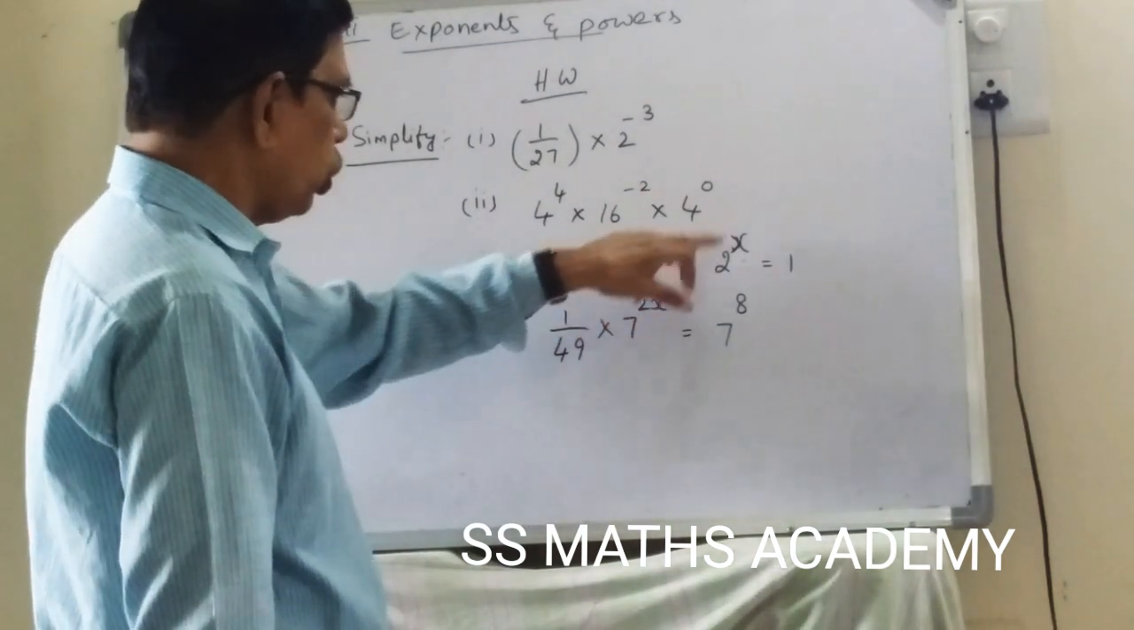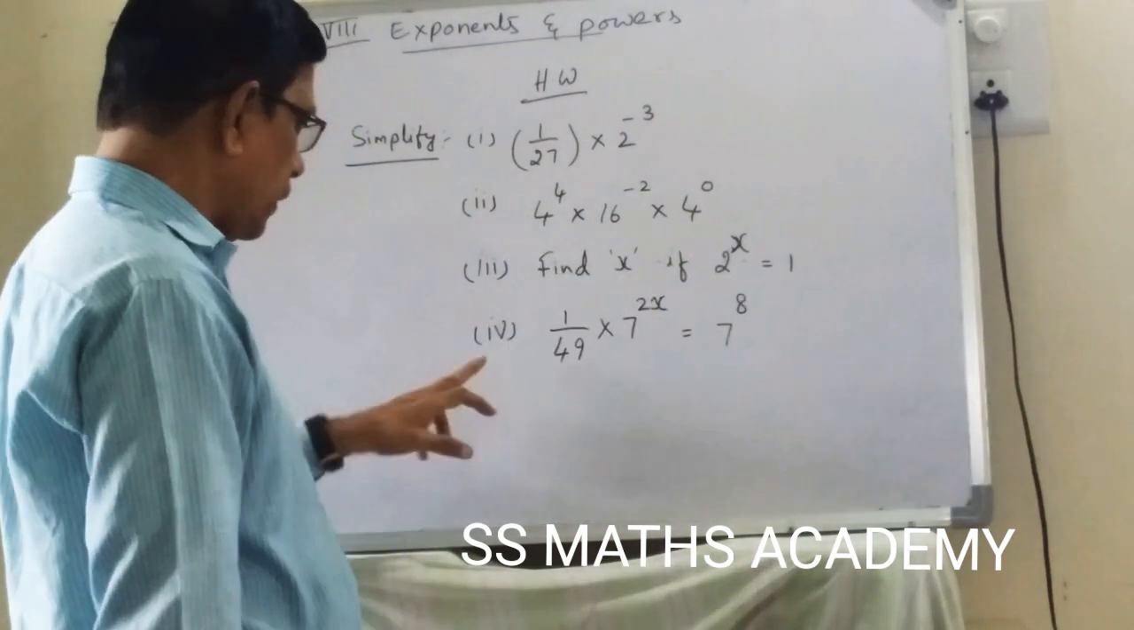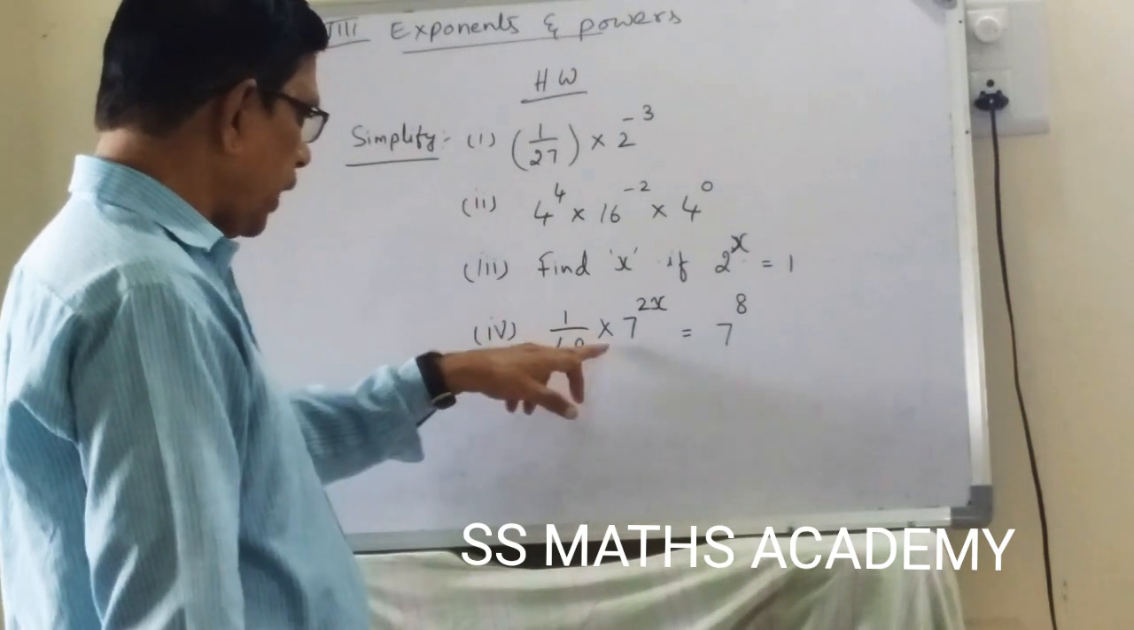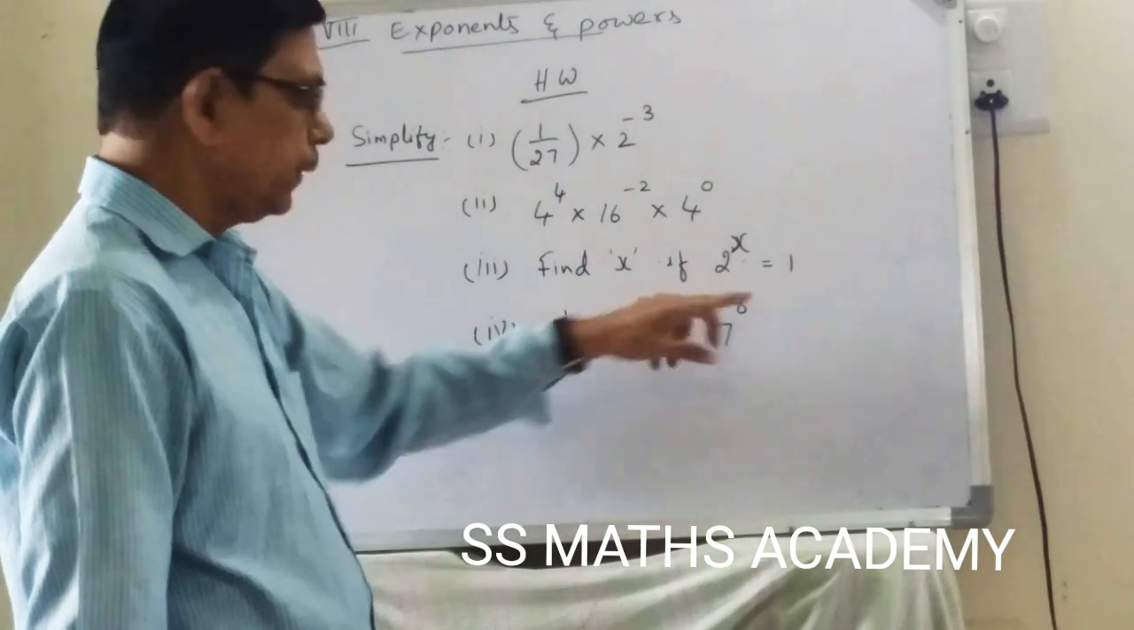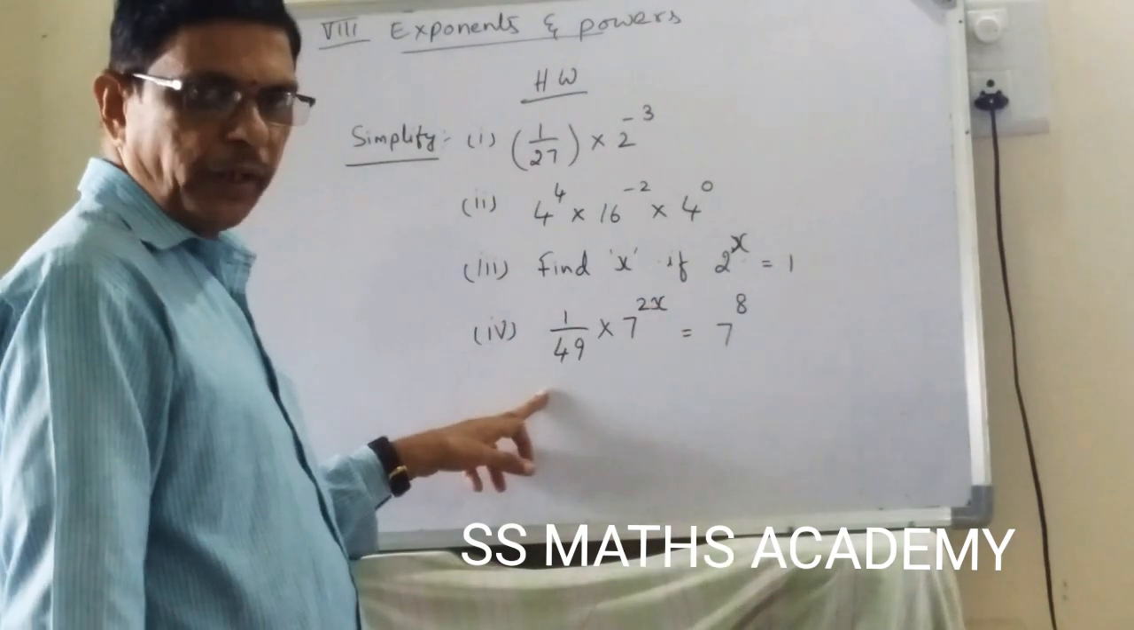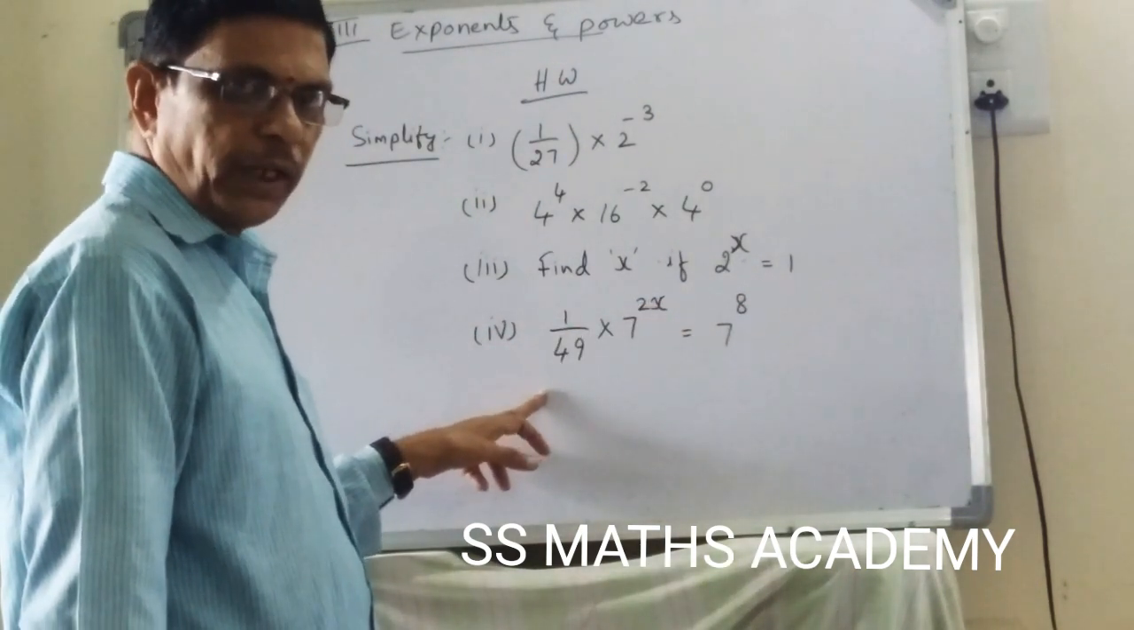Third: find x if 2 to the power of x is equal to 1. Fourth is 1/49 into 7 to the power of 2x is equal to 7 to the power of 8. So 49 you have to make into base 7. Is it clear to all of you?